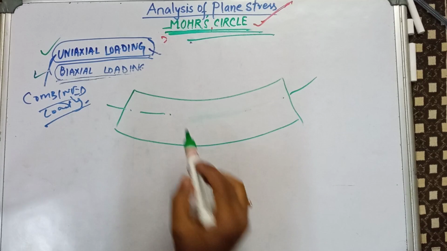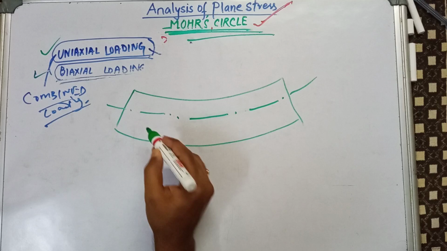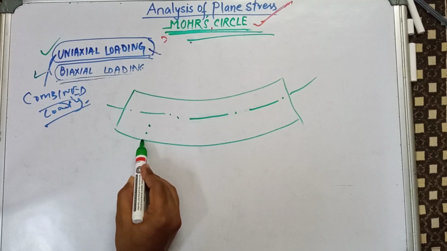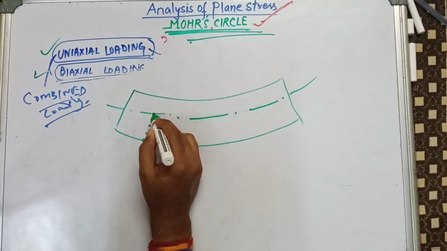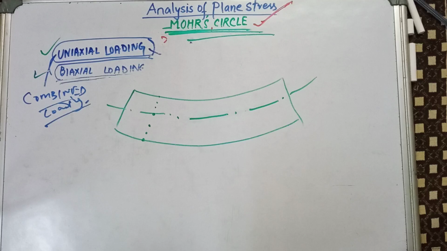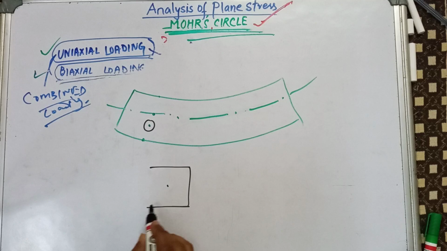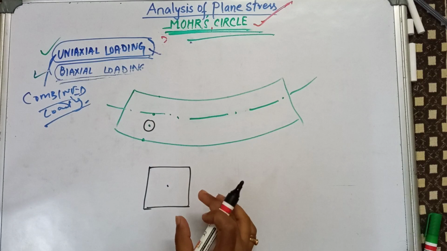Tell me. You will say, sir, I will select a point over here. My dear, you could have selected a point over here also, it's your choice. Similarly, you could have selected a point over here also. Here also, here also, here also. But suppose for the time being, you are selecting a point like this. You have selected this point. Now, how to draw the state of stress at this point? This is my point, and how will I draw the state of stress? I'm not considering the total component now, but the small element. Okay, the small element.